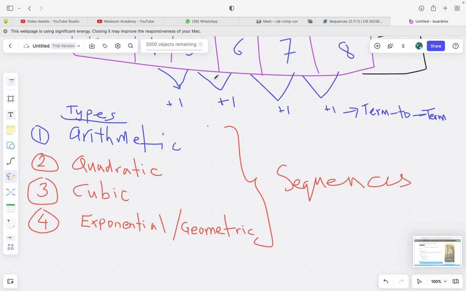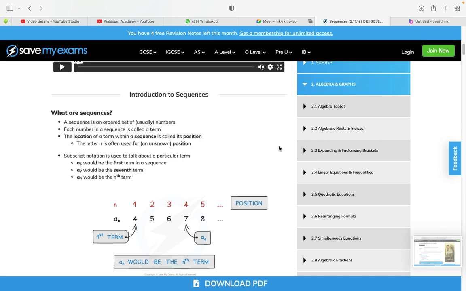Okay, so now let's go back to this. Let's see which method they use to treat the arithmetic sequence. Now, say the subscript notation is used to talk about a particular term. A1 would be the first term in a sequence. A7 will be the seventh term.